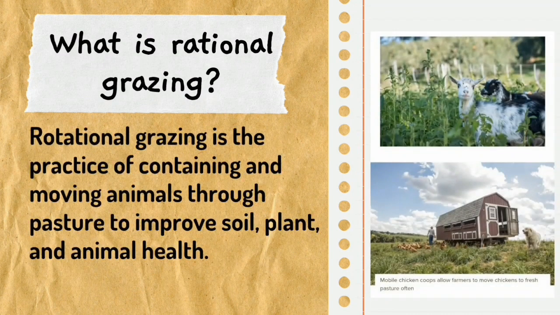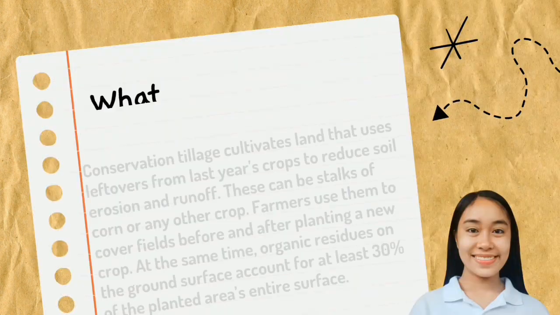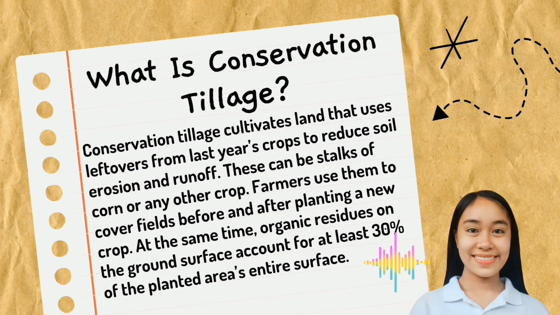What is rational grazing? Rational grazing is the practice of containing and moving animals through pasture to improve soil, plant, and animal health. Only one portion of pasture is grazed at a time, while the remainder of the pasture rests. To accomplish this, pastures are subdivided into smaller areas, referred to as paddocks, and livestock are moved from one paddock to another.